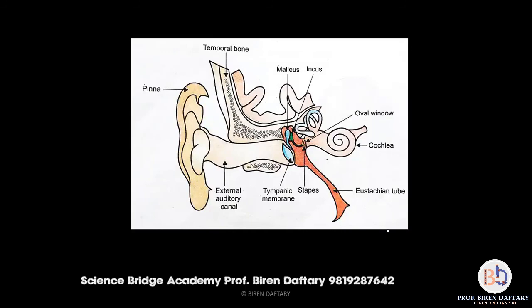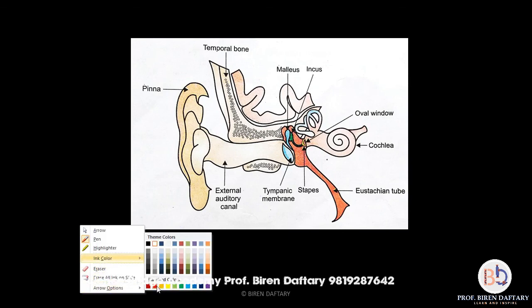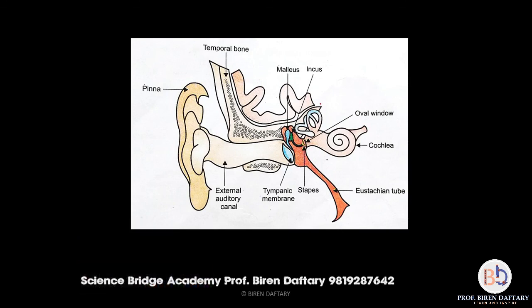This is the diagram which is given in your textbook. You can see the pinna. So you can just see I have drawn a simple diagram. This is basically showing the external ear, the middle ear, and the internal ear. So you can see in this diagram, this portion is basically the vestibular apparatus. So this is the structure, external structure.